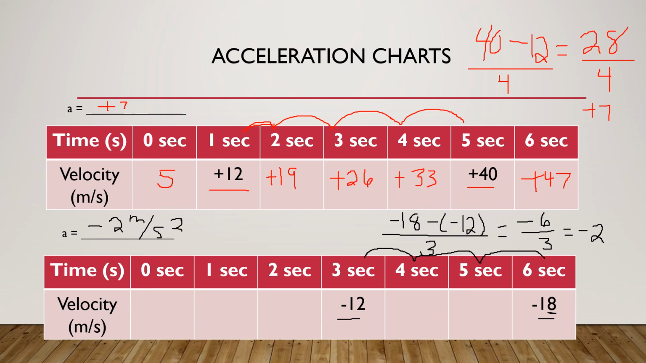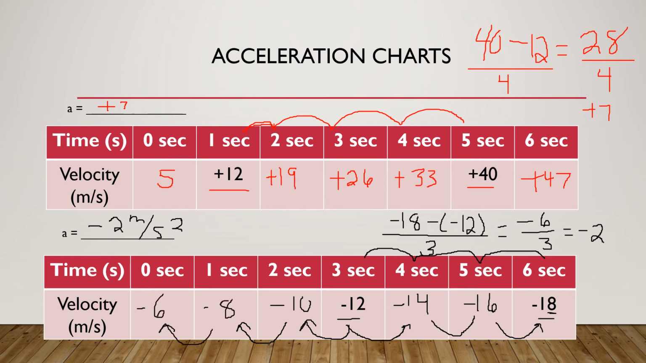So when I go to the right, it's going to be negative 2. So if this is negative 12, negative 14, negative 16, negative 18. And when I go the opposite way, it's going to be plus 2: negative 10, negative 8, negative 6. Final velocity minus the initial velocity divided by the time.